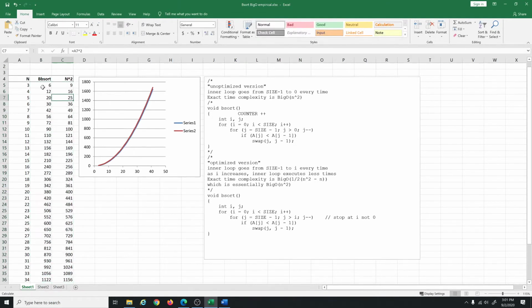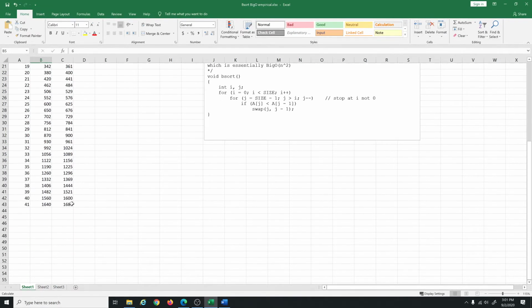So you look for small n. Here real small n, there's a big difference, right? Like here, the unoptimized algorithm takes 9 cycles. The optimized algorithm takes 6 cycles. That's like 2/3, you know. So it's like 1/3 faster, right?